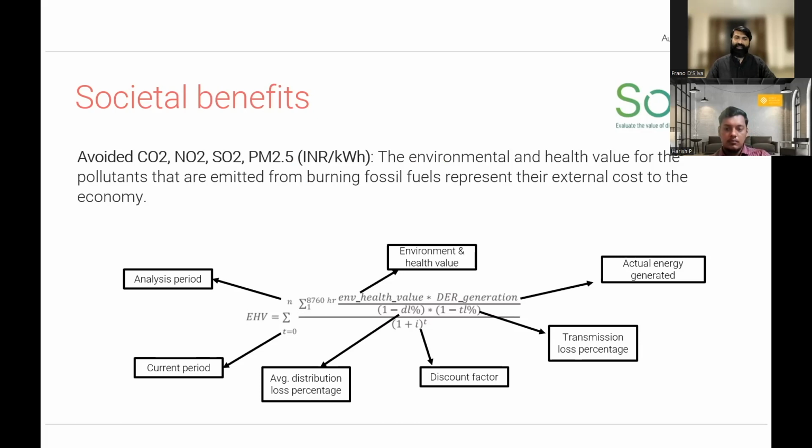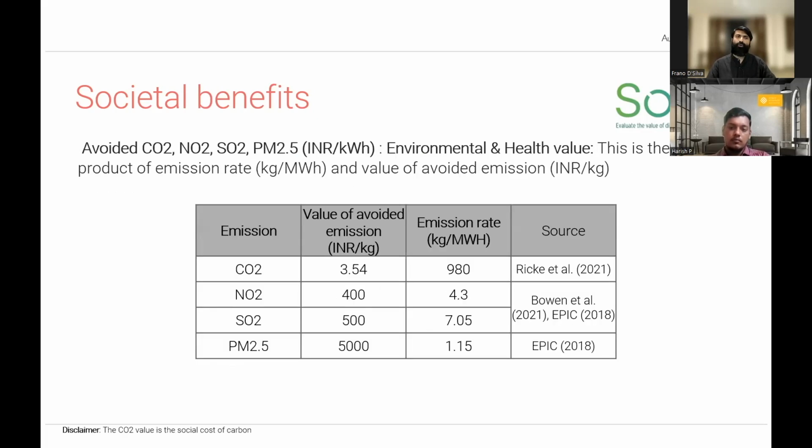To find the environment health value, we present to you some values that are taken into consideration in the tool. As you can see, we have the value of avoided emission, that is in rupees per kg for each of the pollutant, as well as the emission rates that are considered from a thermal power plant.